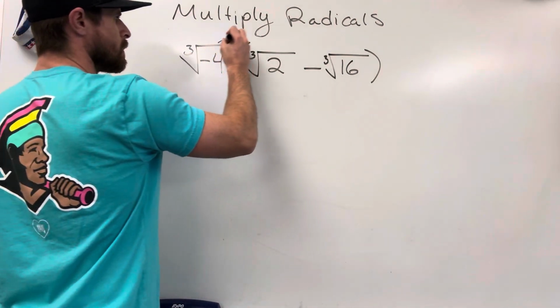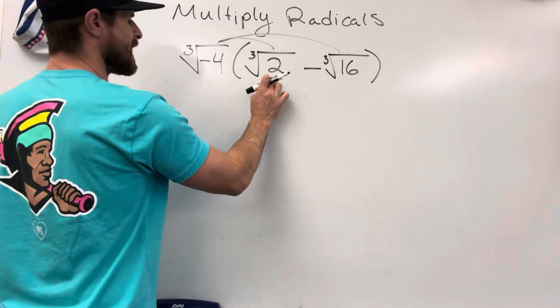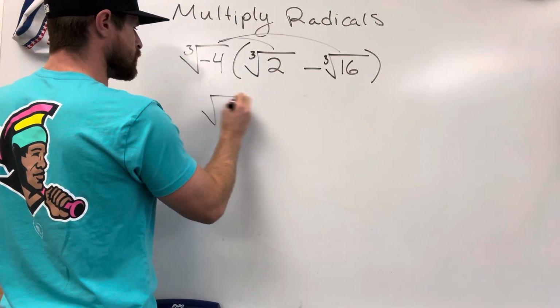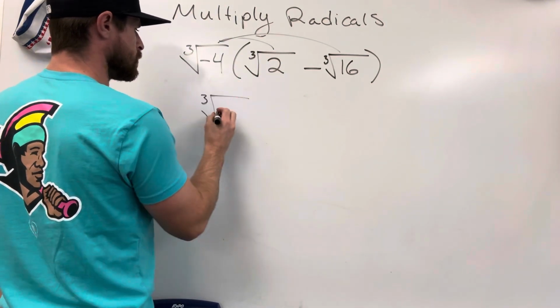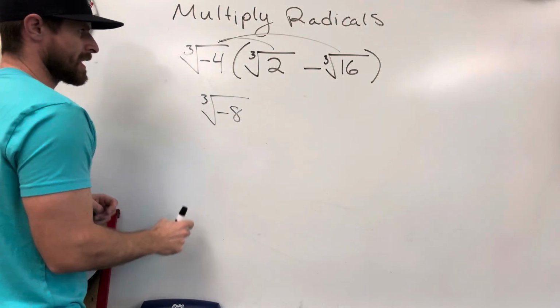So what we're going to do is we're going to multiply this. We're going to multiply that right here. A -4 times a 2, because these are the same, they're going to stay cube root. -4 times 2 is -8. Now, what's the cube root of -8? We'll get that in a second and simplify.